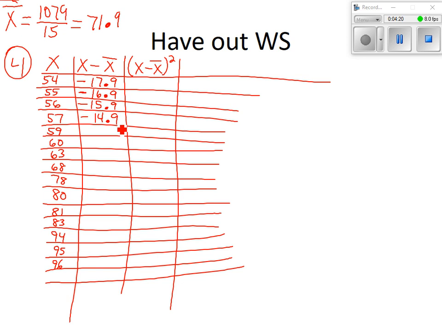And that's negative 12. Negative 11. Negative 8.9. That'd be negative 3.9. Then we're going to be on the positive side. Yeah, 6.1. 8.1, is that right? Yeah.